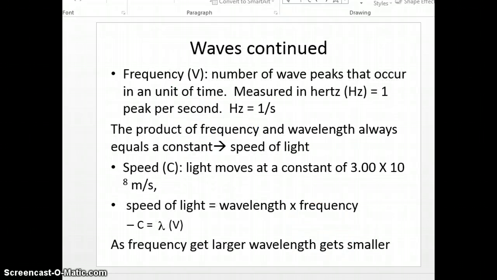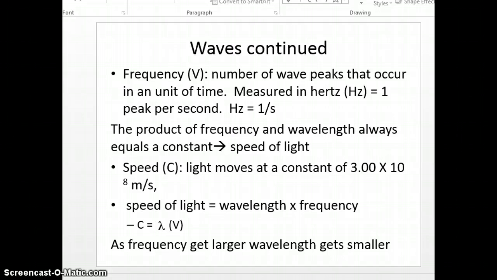Frequency, its symbol is nu, which looks like a V. It's the number of wave peaks that occur in a unit of time. It's measured in hertz. And you're going to have to remember that hertz is 1 peak per second. So hertz is equal to 1 over s, or 1 over a second. You're going to have to remember that when we start doing some of these mathematical problems.